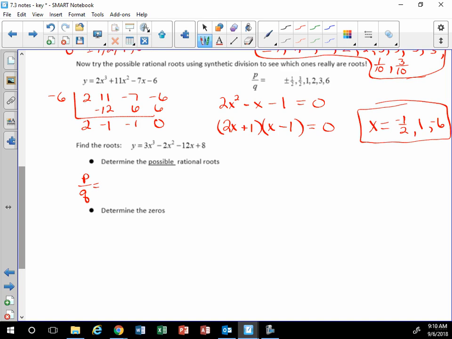Team up with your neighbor if you want to when you're testing. You guys can test different values in your synthetic division.